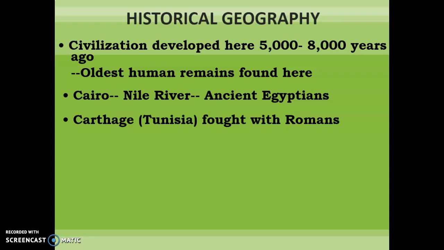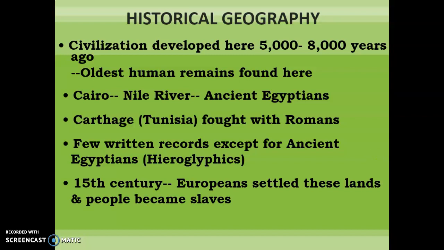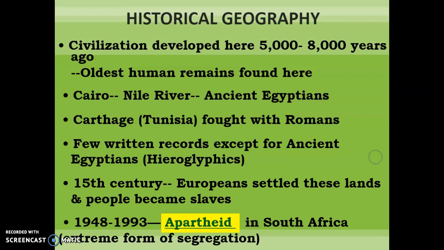Carthage is the location of present-day Tunisia. They fought with the Romans. We'll talk about that in chapter 5. Very few written records except for the hieroglyphics written by Egyptians, so that's why we know so much about the Egyptians and not so much about the other groups of people. And in the 15th century, the Europeans settled these lands and people became slaves. And that was a significant historical event for Africa.